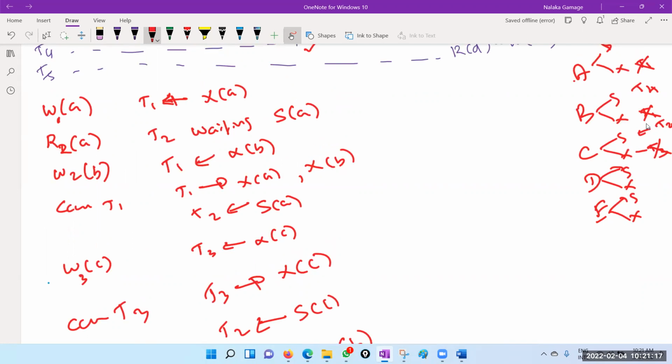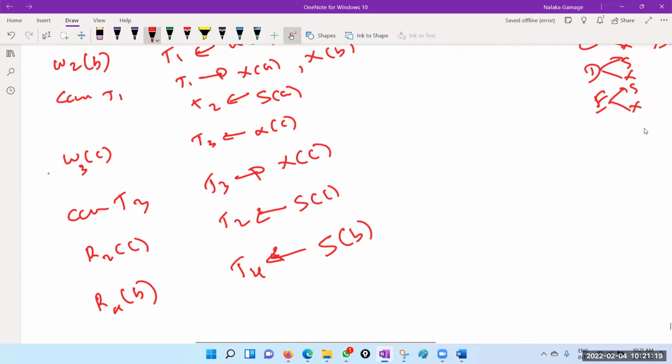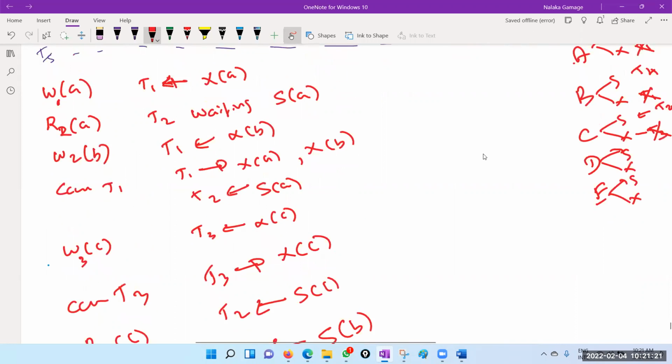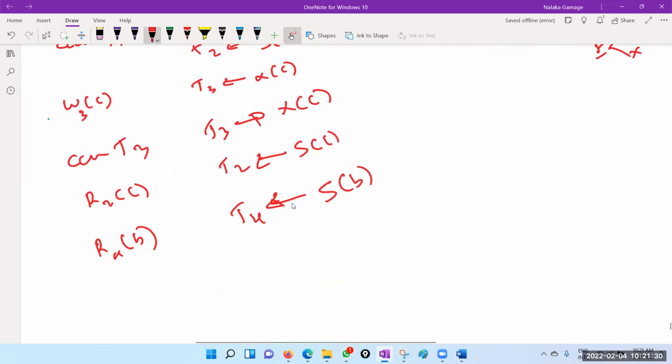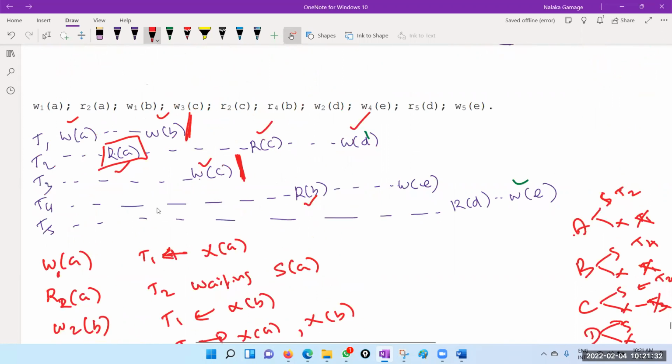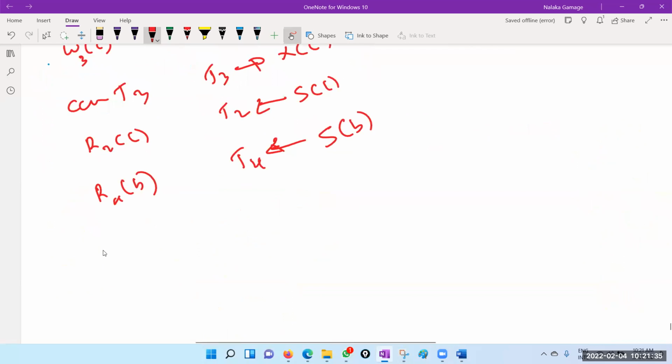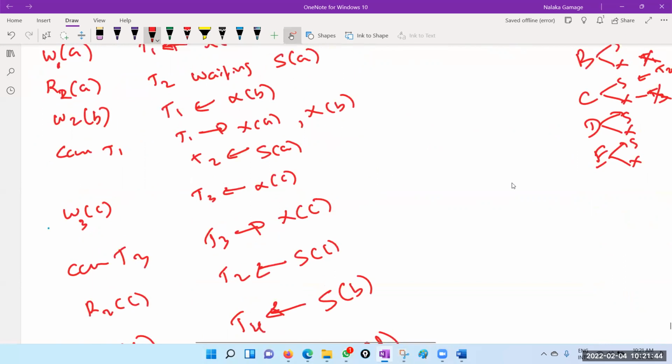Shared C is with transaction 2. Transaction 2 is now done with that. Now we need write D. D is used for the first time, therefore no issue. So that is transaction 2, write to D. That means transaction 2 gets exclusive D.